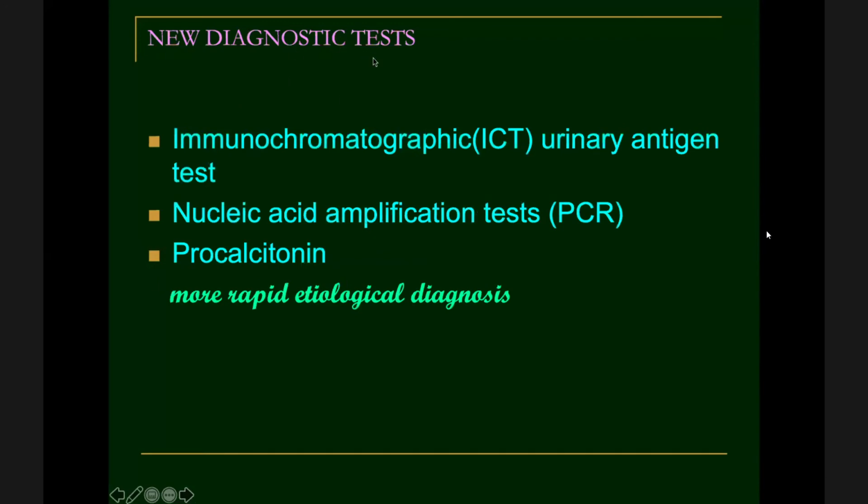The new diagnostic tests that you can do are the immunochromatographic ICT urinary antigen test, nucleic acid amplification tests like PCR, and procalcitonin, which give a more rapid etiological diagnosis.